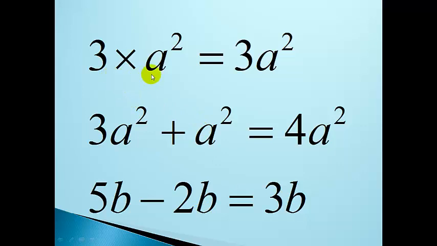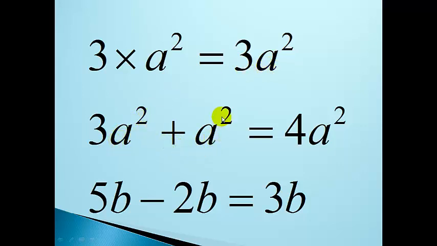Also, 3 times a squared equals 3a squared. The coefficient of the a squared here is 1. So 3 times that one is 3. Then a squared, so 3a squared.